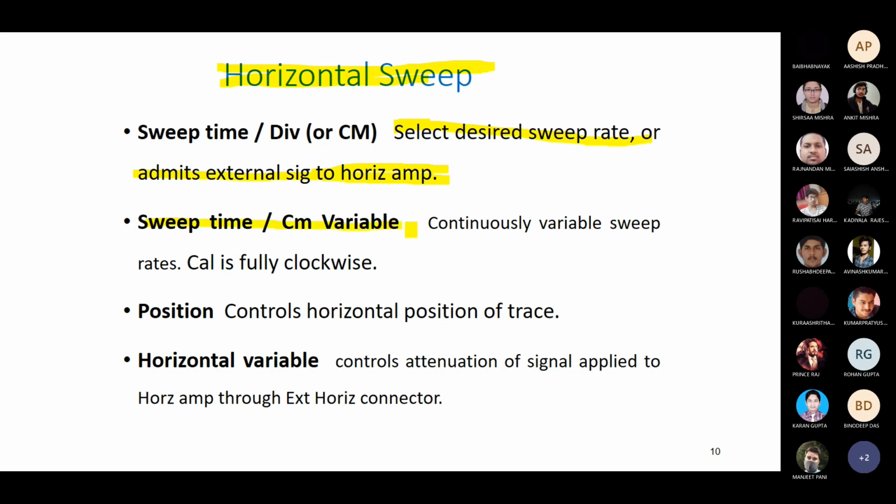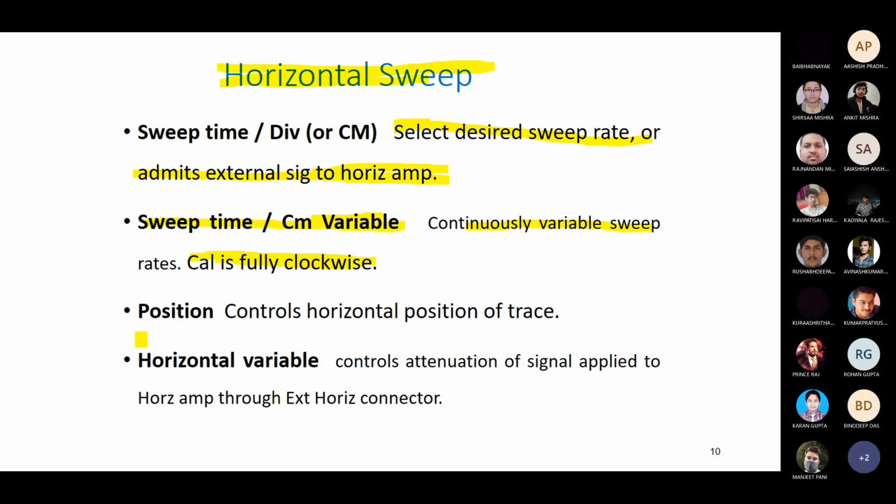Sweep time per centimeter, variable with continuous variable sweep rates, calculated fully clockwise. Clockwise is also possible. If you reduce the rate, you have to go clockwise. If you increase the rate, you have to go anti-clockwise.